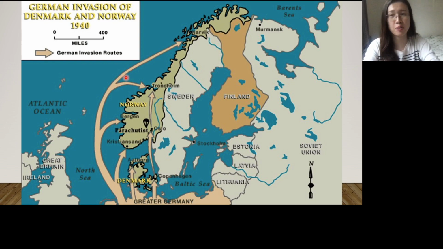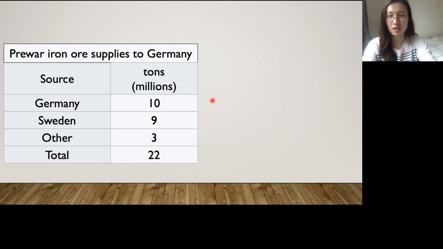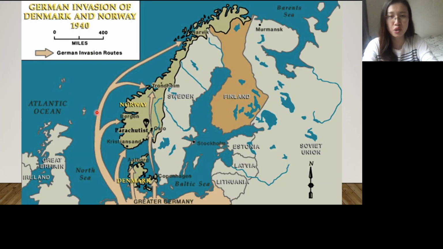One reason, of course, is the geographical condition. If they can take over these two countries, it's easier for them to have an advantageous position if they are having a war with Britain, because they can surround Britain and send supplies and troops in a very effective way, right? But more importantly, it's because of one important source, the iron ore supply from Sweden. You can see Sweden located here and Norway, Denmark located here.